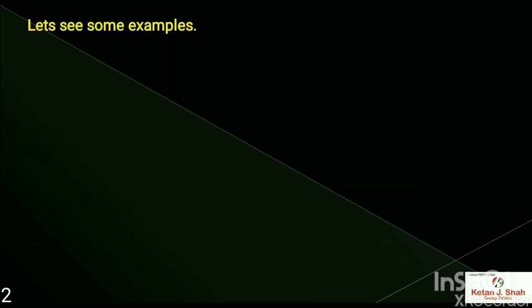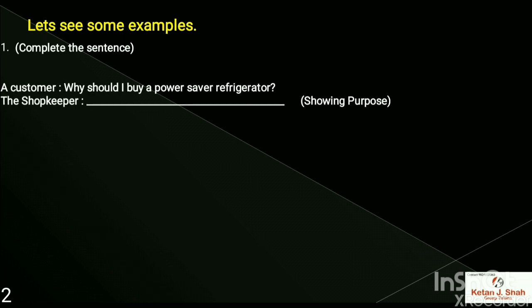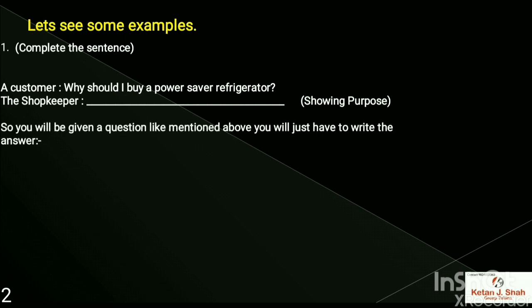Let's see the examples so I can explain the questions to you in an easier way. First is the complete the sentence question. A customer: why should I buy a power saver refrigerator? The shopkeeper: dash dash dash, showing purpose. So we have to answer it in a way that it can show the purpose. So you will be given a question like mentioned above and you will have to just write the answer. There could be many different answers in this chapter.